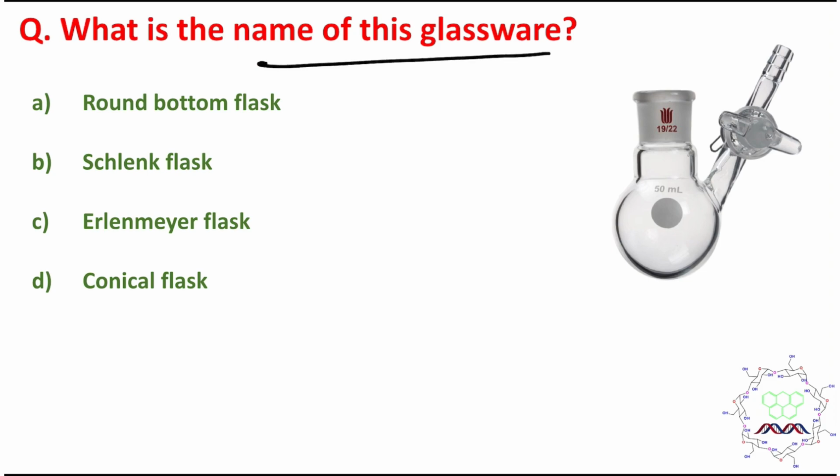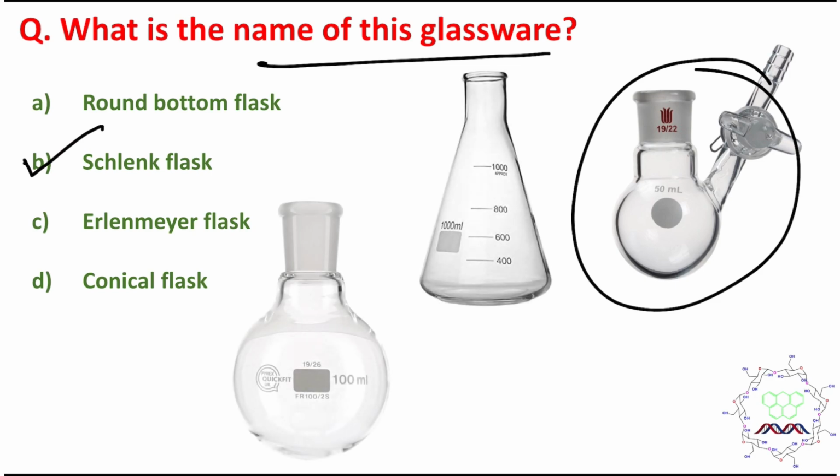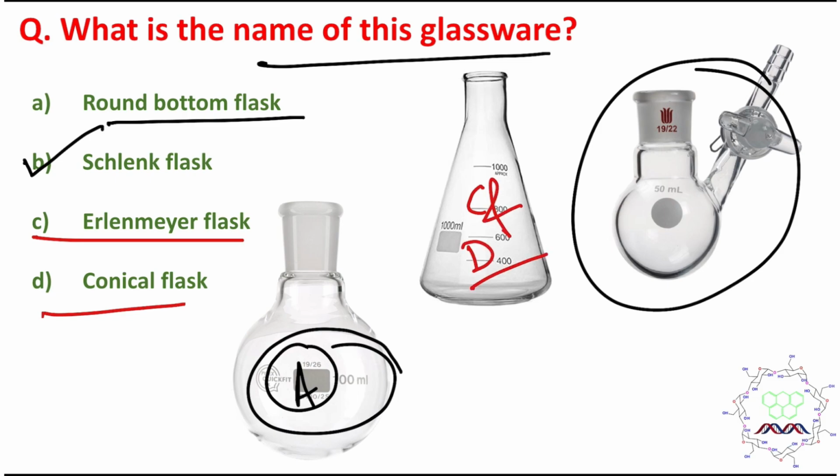What is the name of this glassware? You can see this is called a Schlenk flask. And then what about this RB, Erlenmeyer and conical flask? Actually this RB, round bottom flask, is this one. Okay, and by the way student, the Erlenmeyer flask and conical flask are the same, they just have two names.